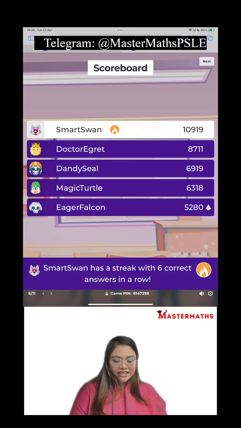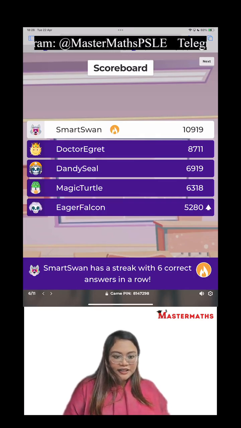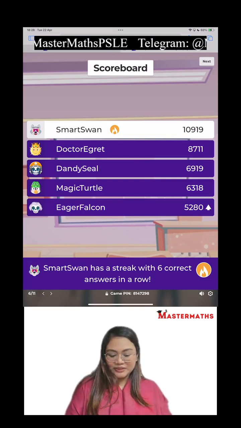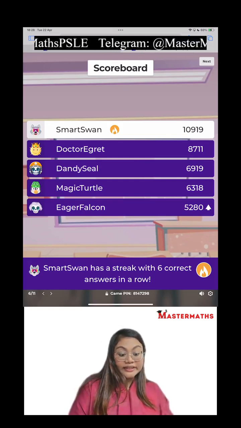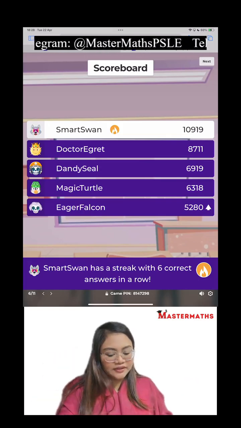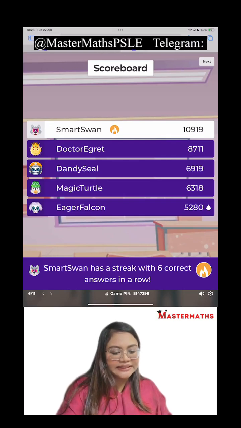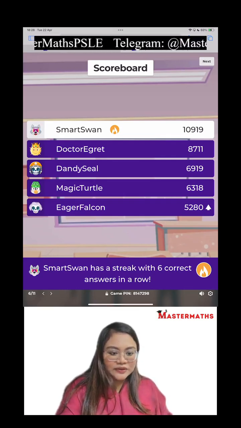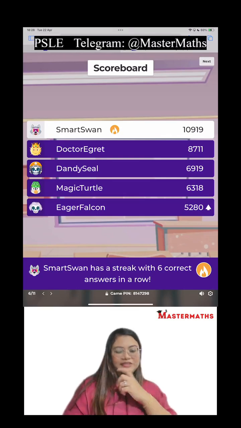Okay, let's take a look at the next question. Smart Swan is still up top. Wow, that is quite a far difference between the first and second people. Okay, let's take a look. Iman, nice one, 7th place, still got chance also.